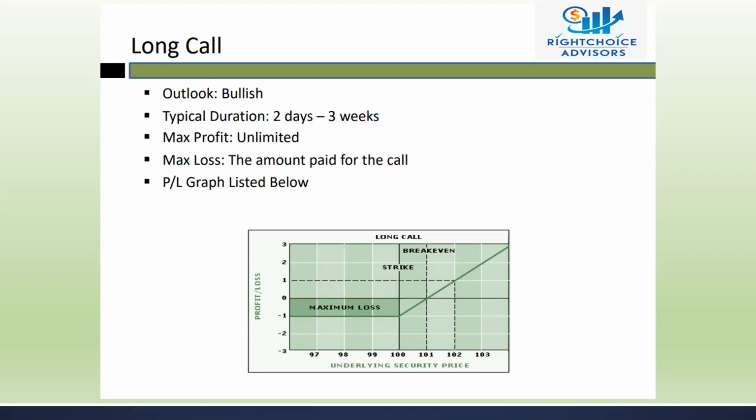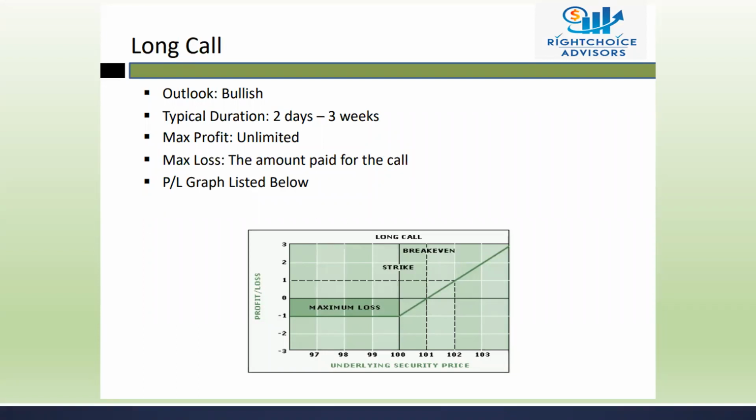But if it is next monthly, or if you have 2 or 3 weeks for the next monthly expiry, then you can take such type of trades with 3% position size. So the typical duration for long call is 2 days to 3 weeks. And what is the profit we can get? What is the potential? It can be unlimited. There is no limit on a long call.